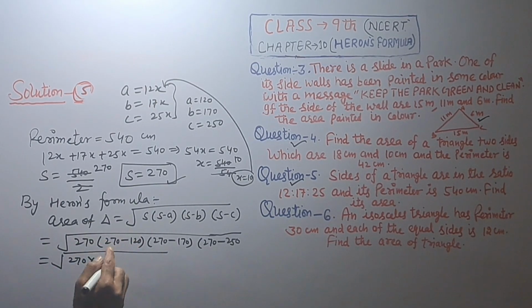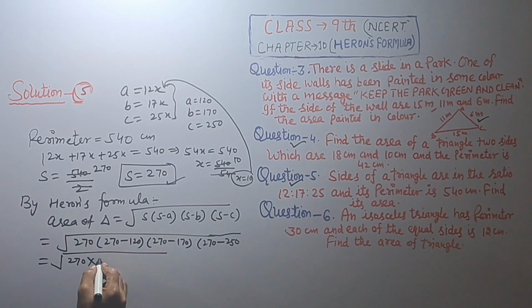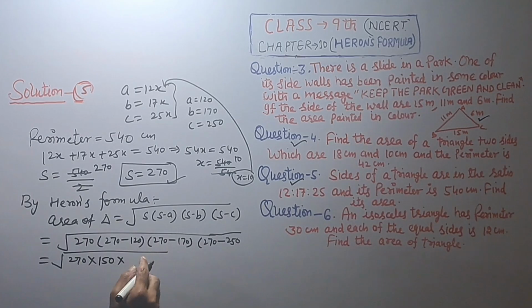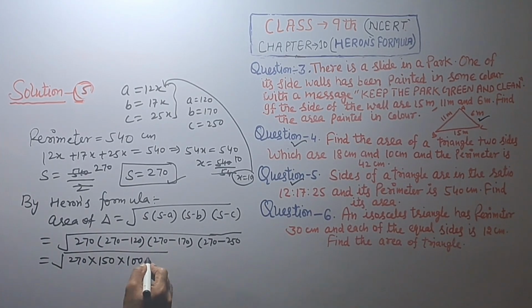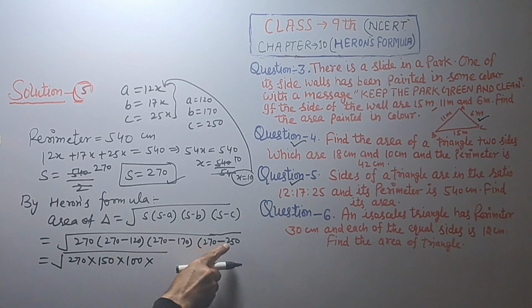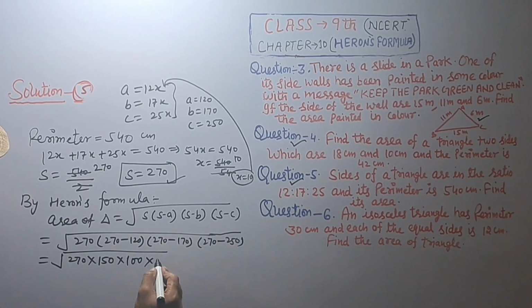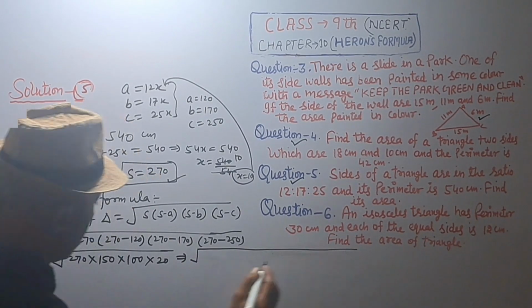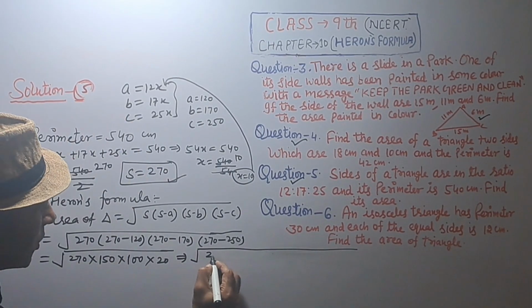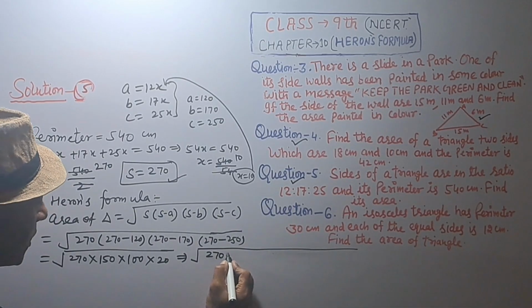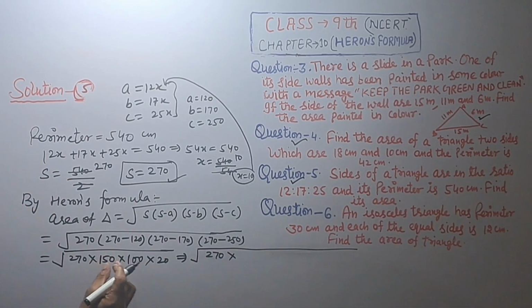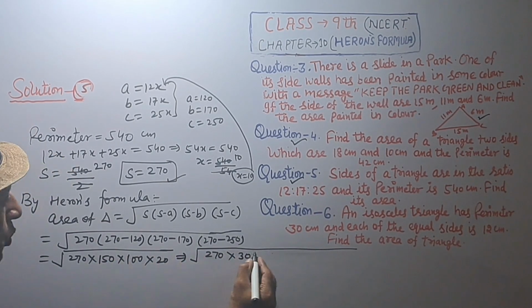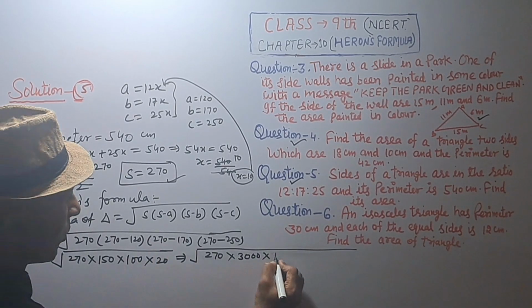270 into 270 minus 120 equal to 150. 270 minus 170 equal to 100. And 270 minus 250, that is equal to 20, which implies 270 into 150 multiplied by 20. 15 2s are 30, and 20 multiplied by 100.